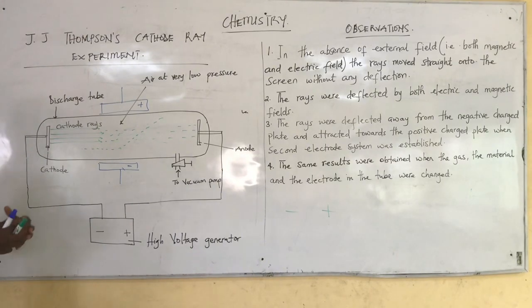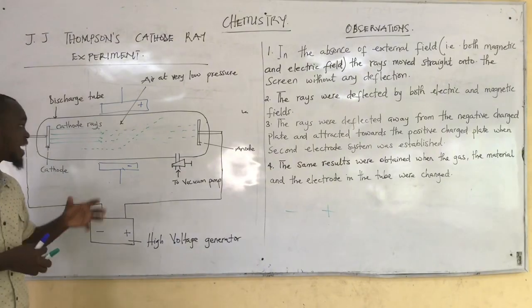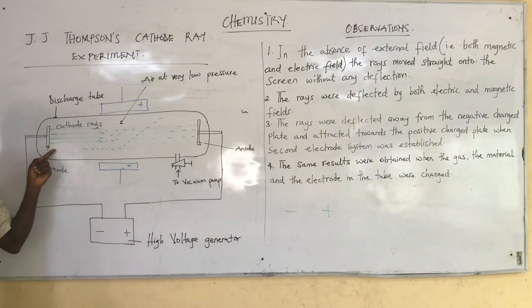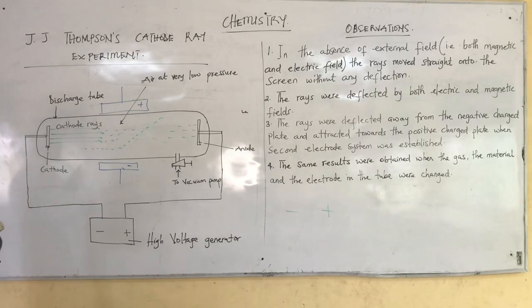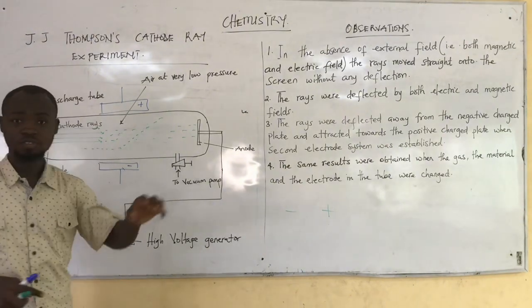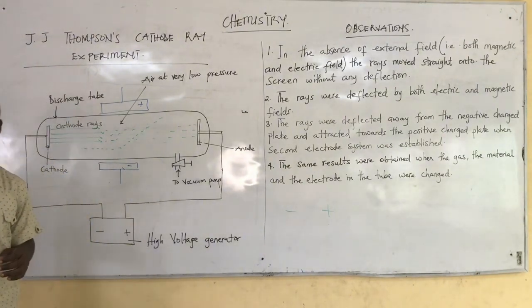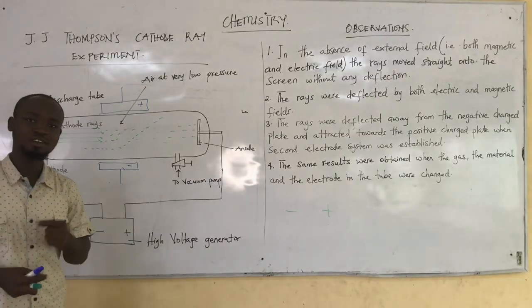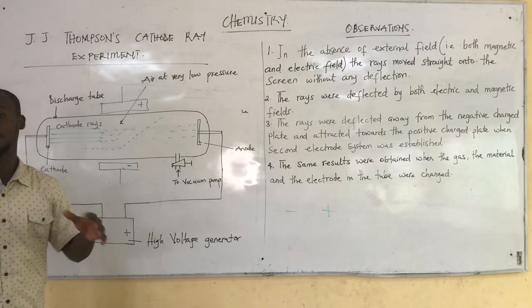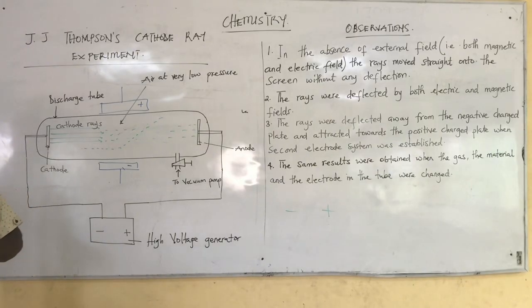Thomson then reasoned: is it because of the gas that I was using, or is it because of the electrode system used in the tube that these particles were emanating from the cathode? So he changed the materials in the setup. He used different electrode systems and different gases in the tube, but the same result was obtained upon several changes. So he concluded that these particles are present in all matter, in every material.